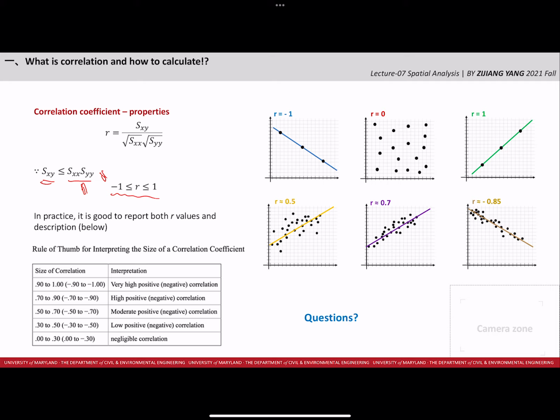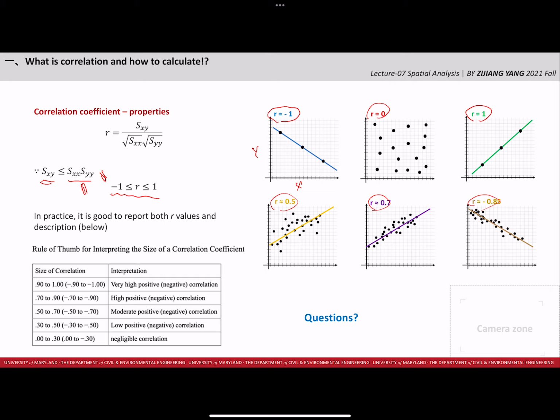And intuitively, we know that if it equals -1, it means that the x and y data are perfectly negatively correlated. If it equals 1, it means that they are perfectly positively correlated. And if it equals 0, it means that x and y are uncorrelated. But in practice, we may have correlation coefficients of different values between -1 and +1.